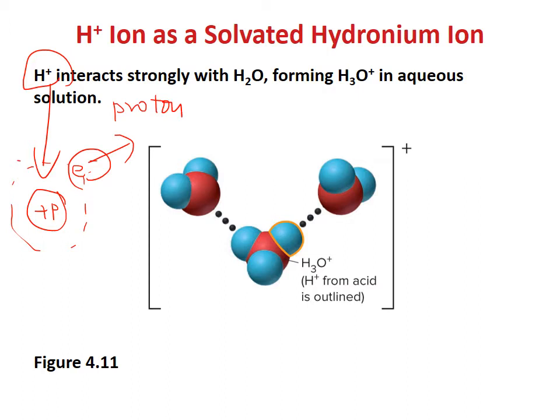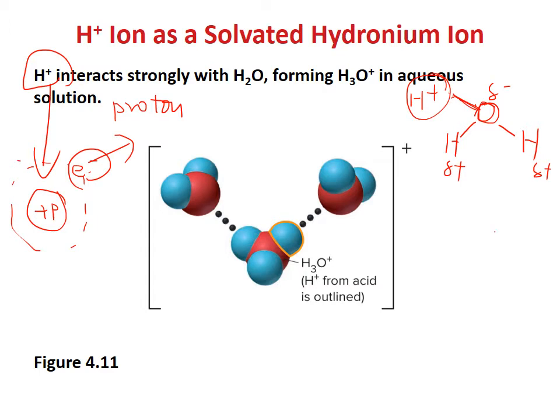Now, we already know water has one oxygen and two hydrogens, and the oxygen is partially negatively charged. The hydrogens are partially positively charged because the bonds are polar. Now, if you have a hydrogen ion, the positive hydrogen ion interacts with the negatively charged oxygen. The interaction is so strong, it forms a covalent bond.